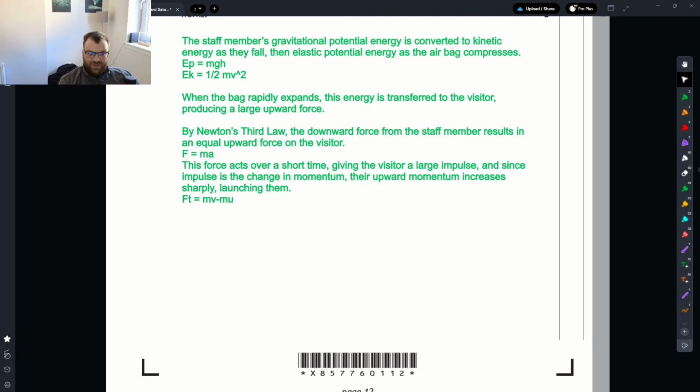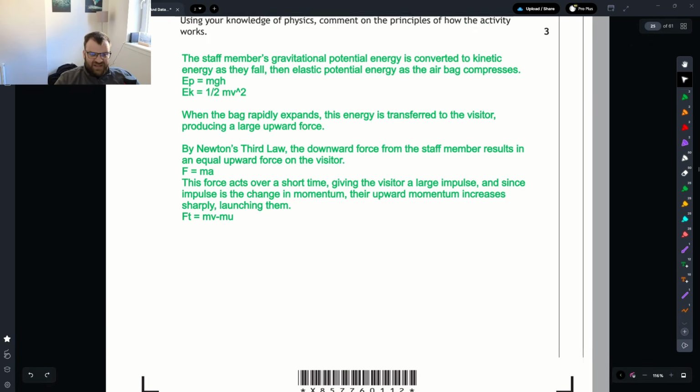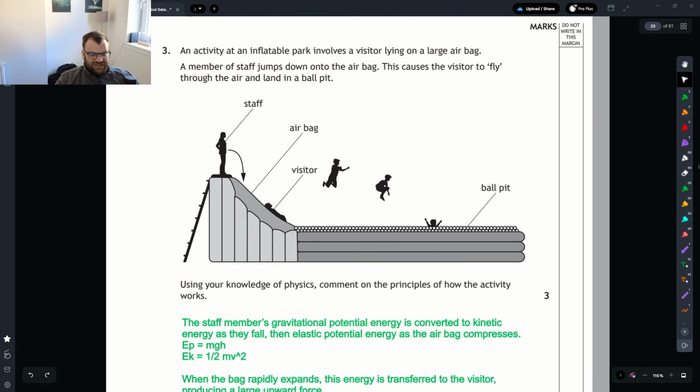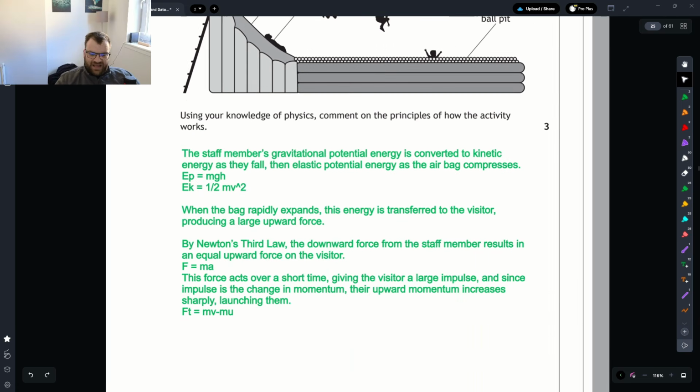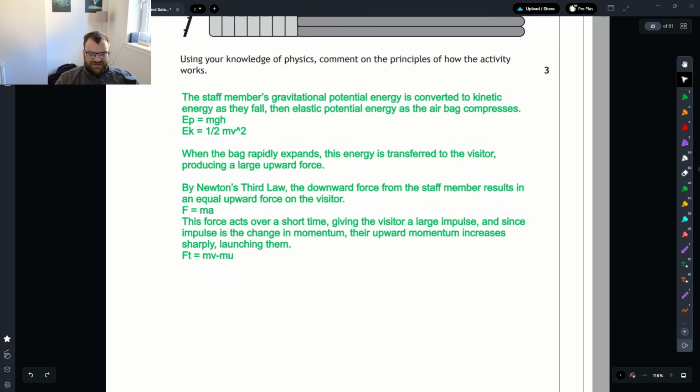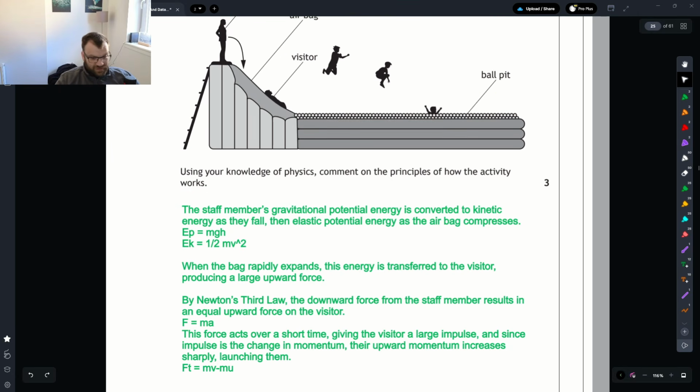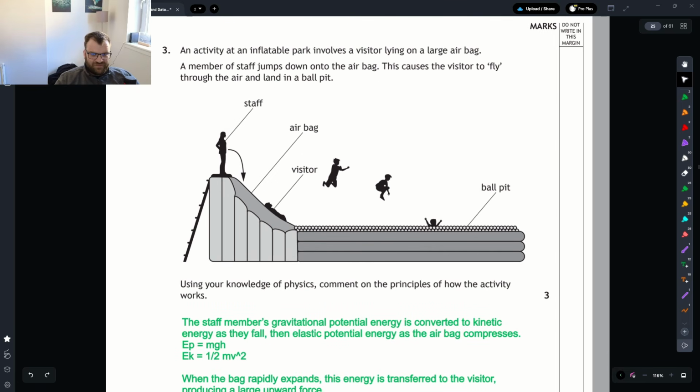it takes. So because it's happening very quickly, the person's not waiting ages to slowly be thrown through the air, it's acting pretty quickly, then that's going to mean that there is a large upwards momentum, and that's going to launch them further. We could talk about having the pressure of the airbag.